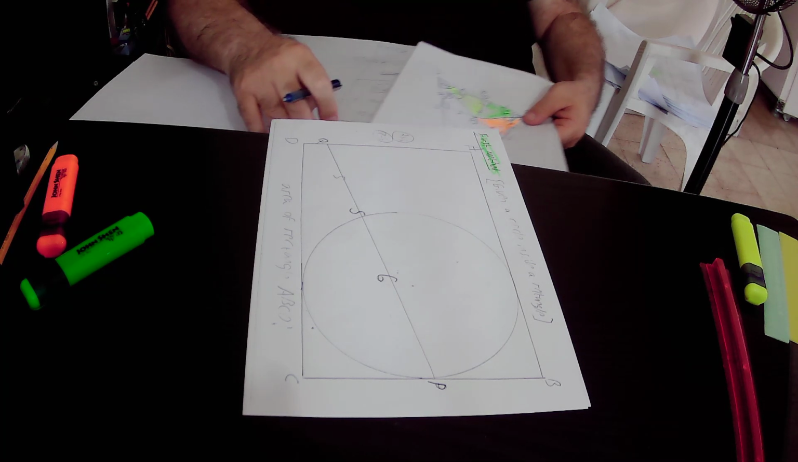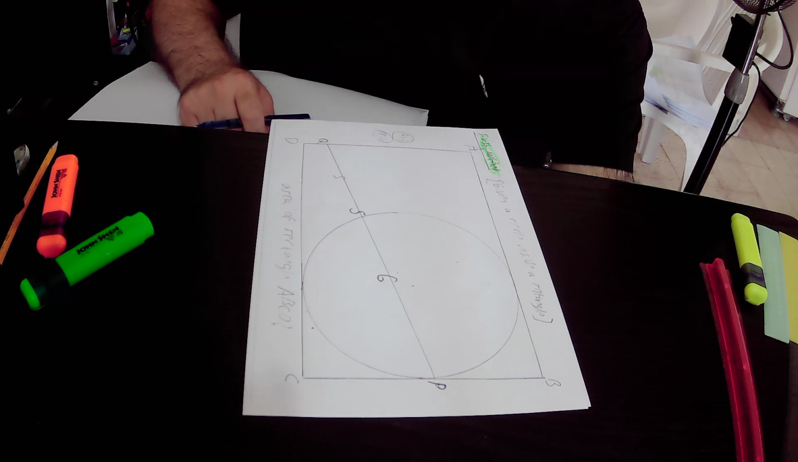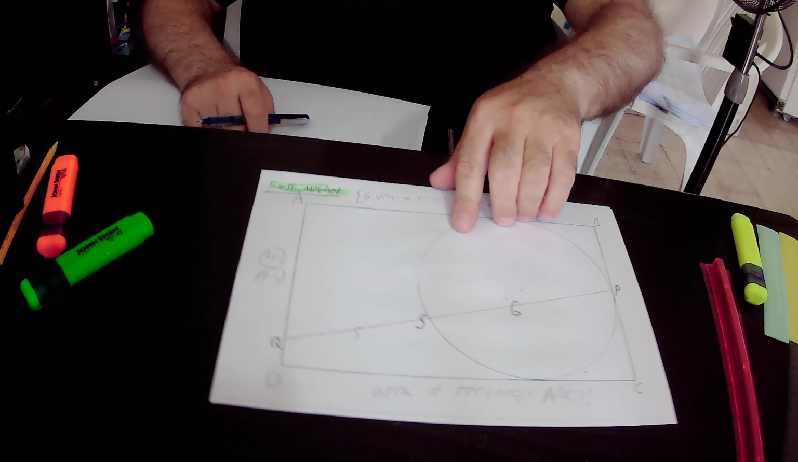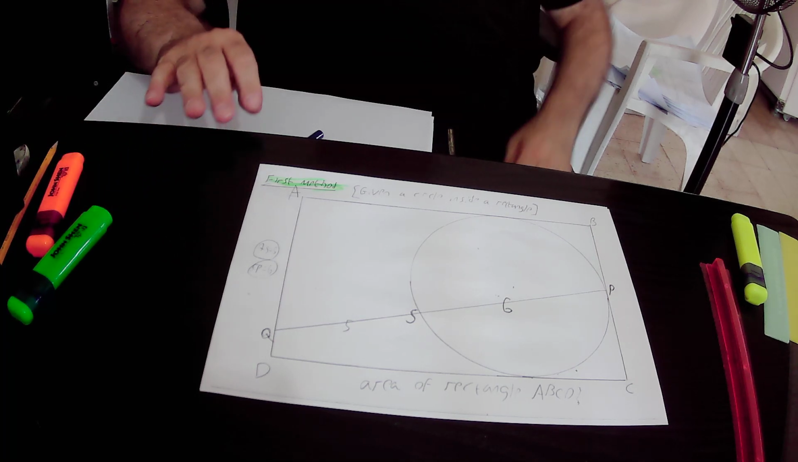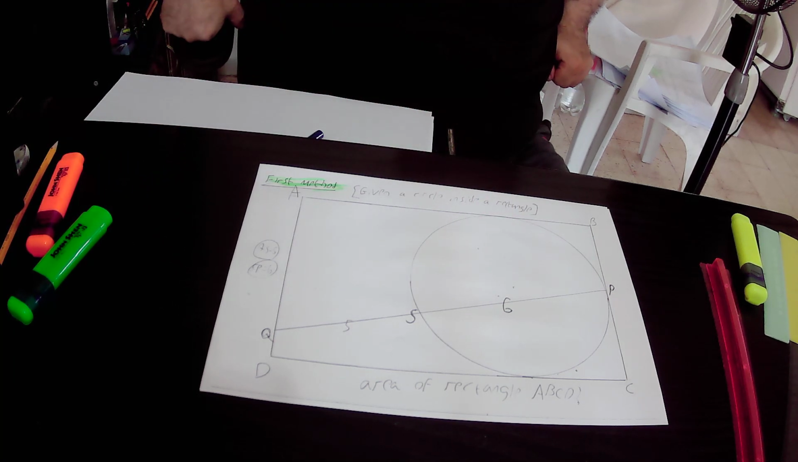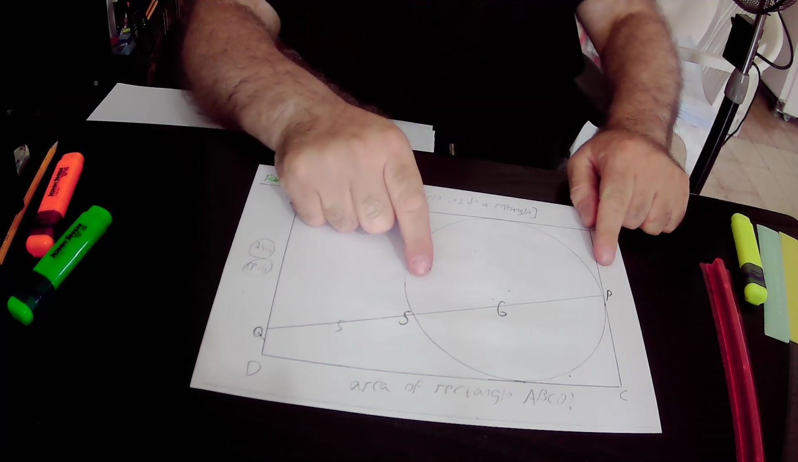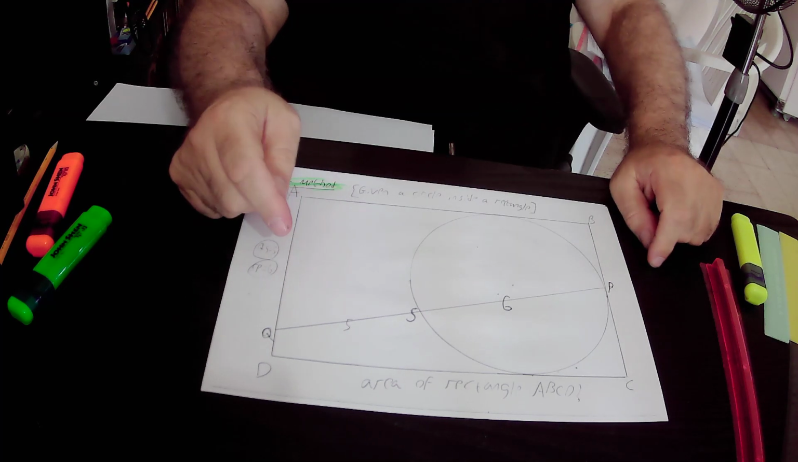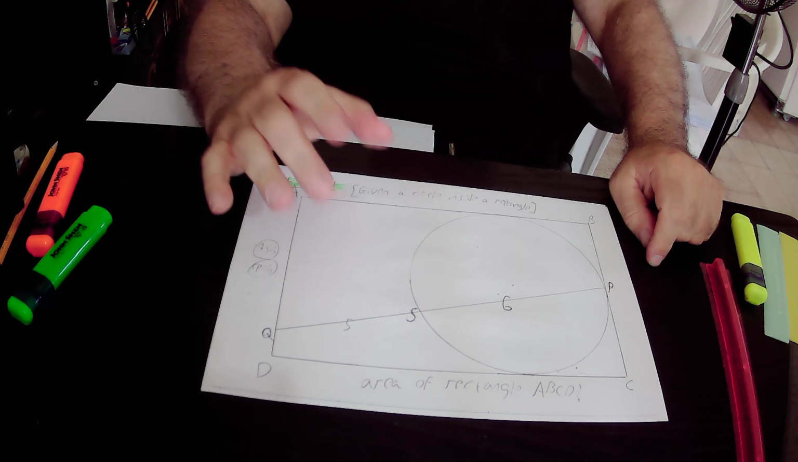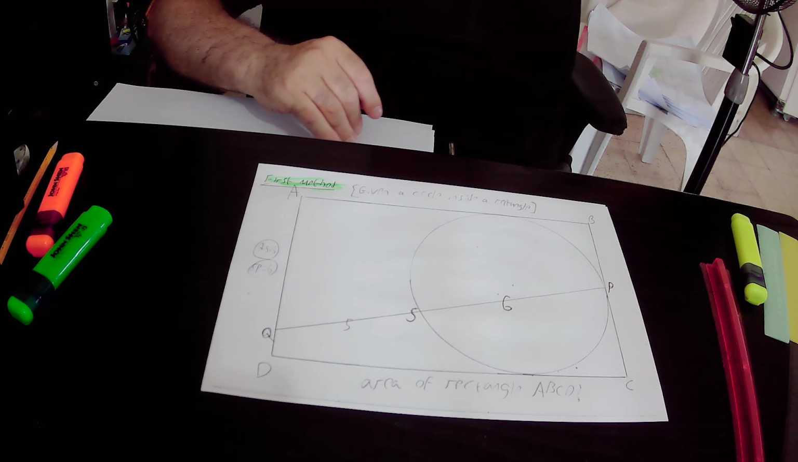In the next step, I present to you the second question, and we solve the second question in two different methods. In the drawing we have rectangle ABCD. Inside rectangle ABCD we have a circle. Chord PS equals 6 units, chord QS equals 5 units. And our mission is to find the area of this rectangle ABCD.